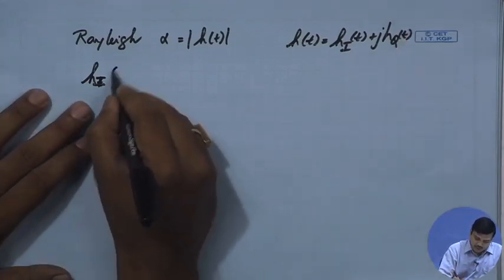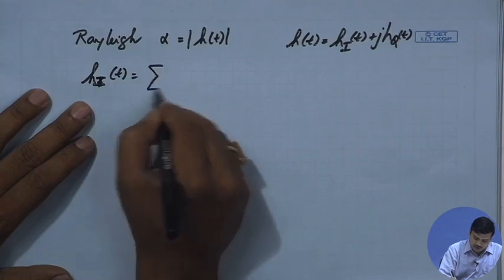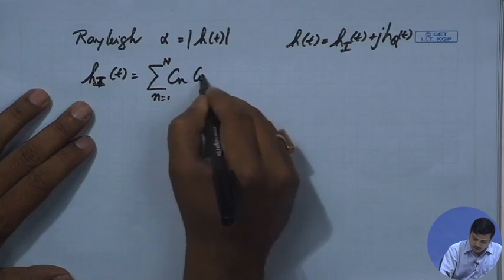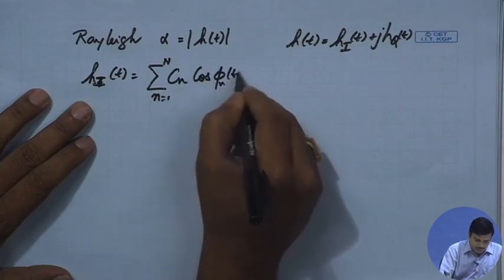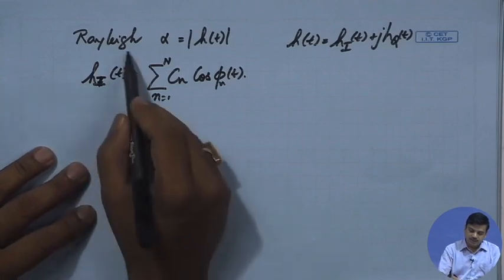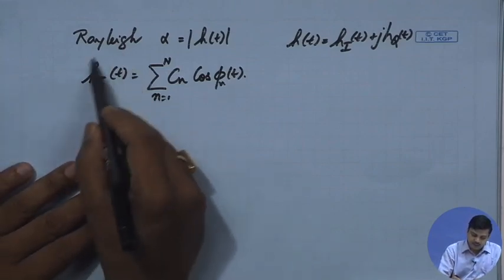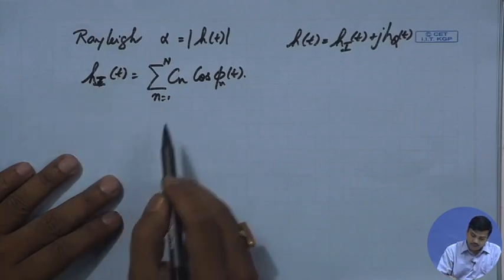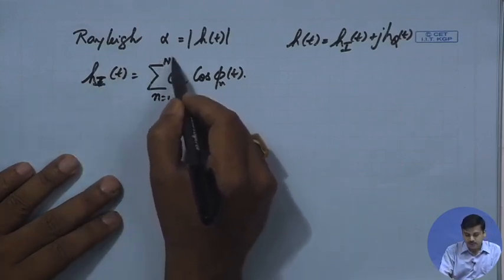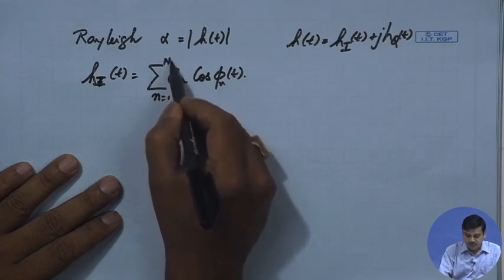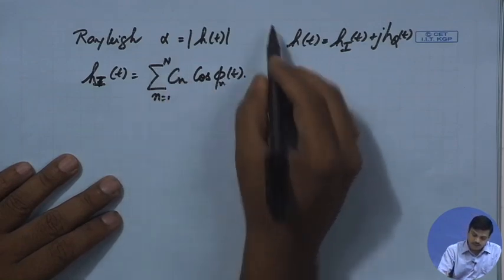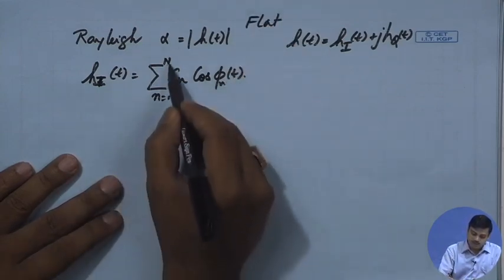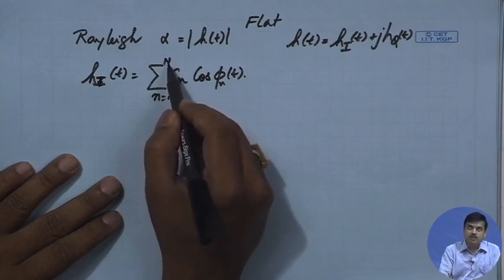If we look at h I of t that we have explained before, it is a sum of N components including cos phi n of t. So, when we arrived at Rayleigh, we assumed that this is Gaussian distributed following the central limit theorem, and that was true when the number of paths that arrive was pretty large. We considered flat fading when these different paths all arrive almost at the same time.